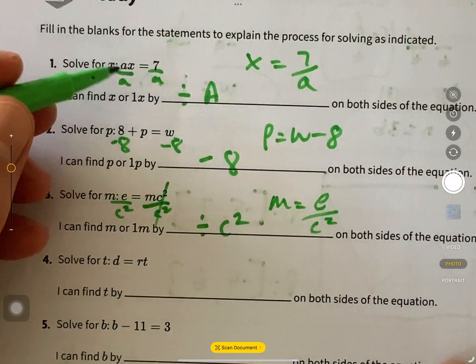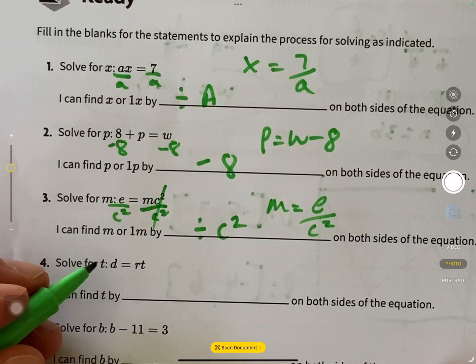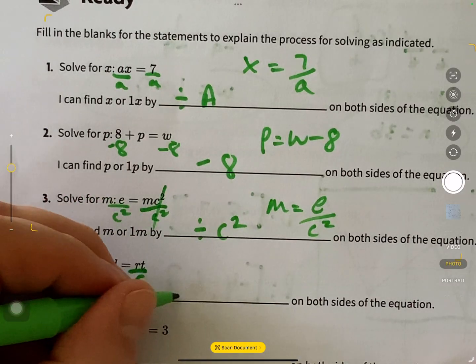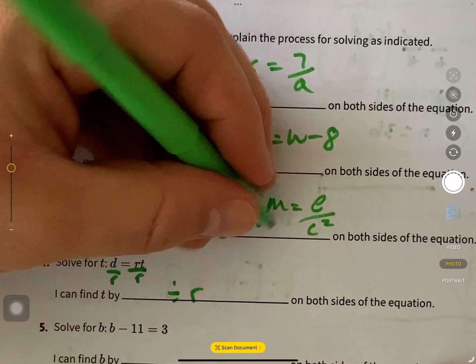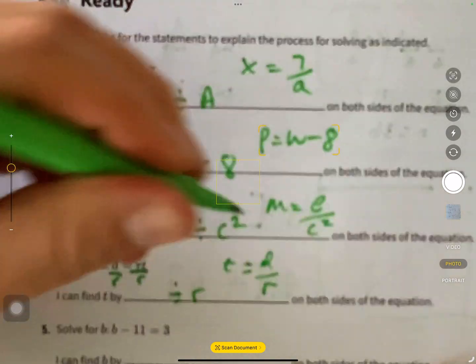Solve for t in d equals rt. So that's the first time we solved in the beginning of this video, we solved for r, now we're solving for t. We'll divide by r this time. So we'll say divide by r, and t equals distance over rate.